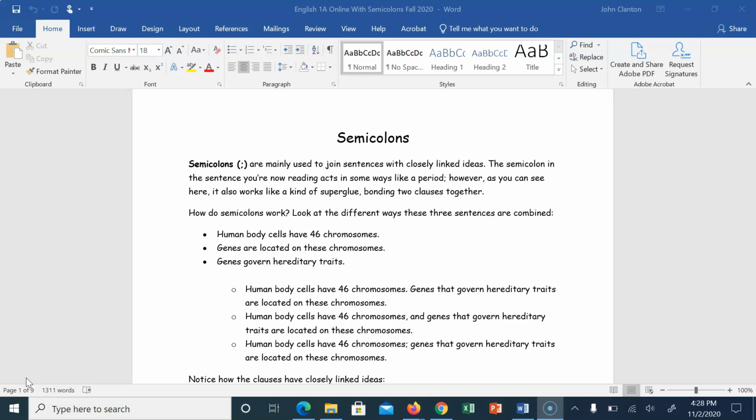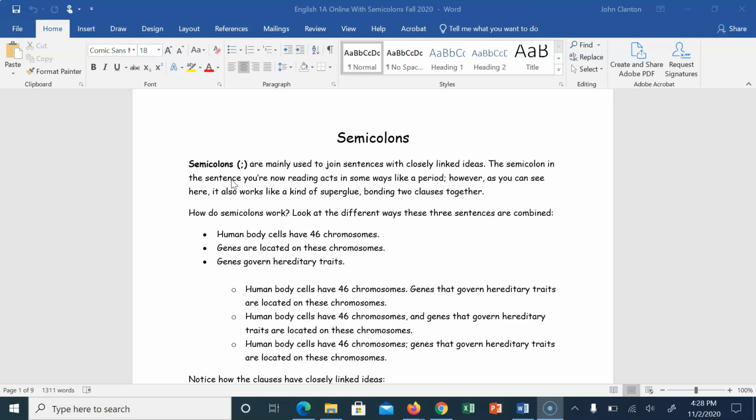Alright, so hopefully you had a chance to read through this. So let's take a look. Let's go ahead and read this part. Semicolons are mainly used to join sentences with closely linked ideas. The semicolon in the sentence you're now reading acts in some way like a period. However, as you can see here, it also works like a kind of superglue, bonding two clauses together.